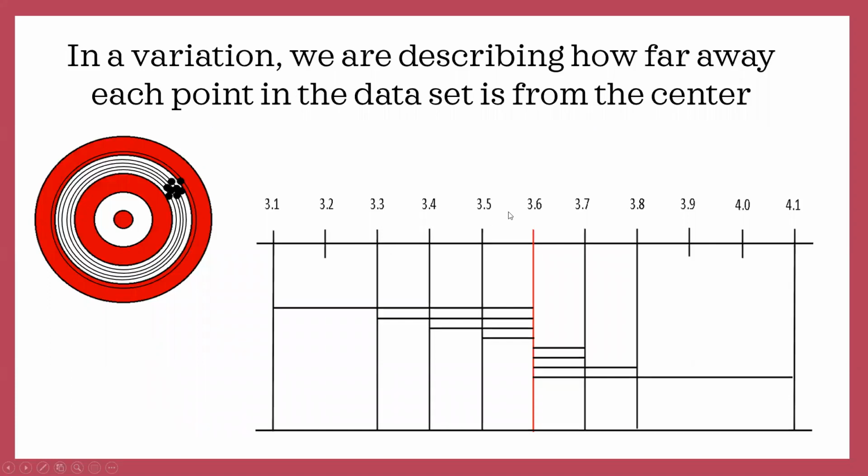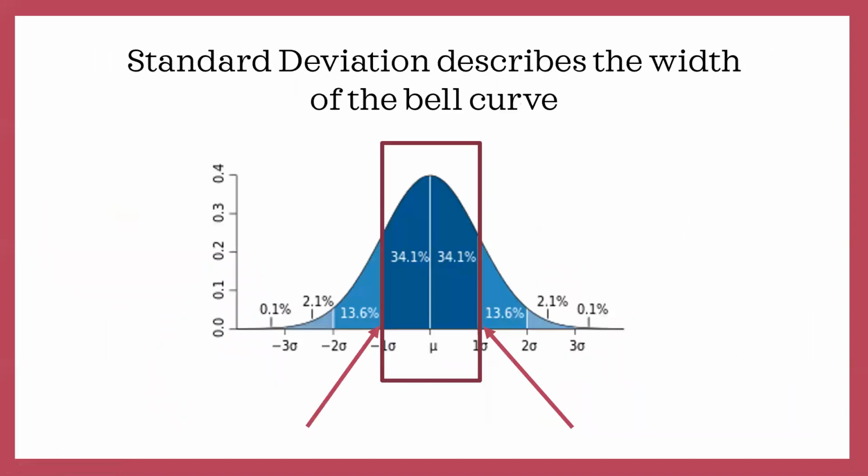In variation, we're describing how far away the points are from the center of the data, right? So the center of our data, we figured that out, is 3.6. And so all the other points, right, 3.1 is farther away from 3.6 than 3.3 is, or than 3.7 is, right? So these are distances from the center of your data when you're looking at a data set, okay? So this is how we describe variation.